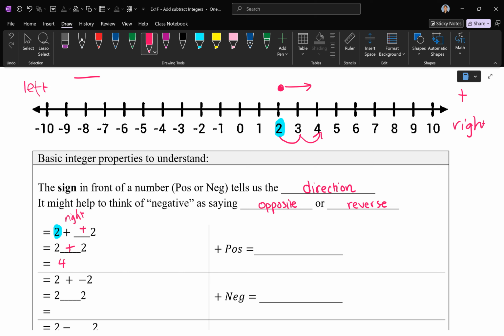So here, what I want you to write as your notes here, plus a positive is actually the same thing as saying plus, which means go to the right. So continue going to the right.